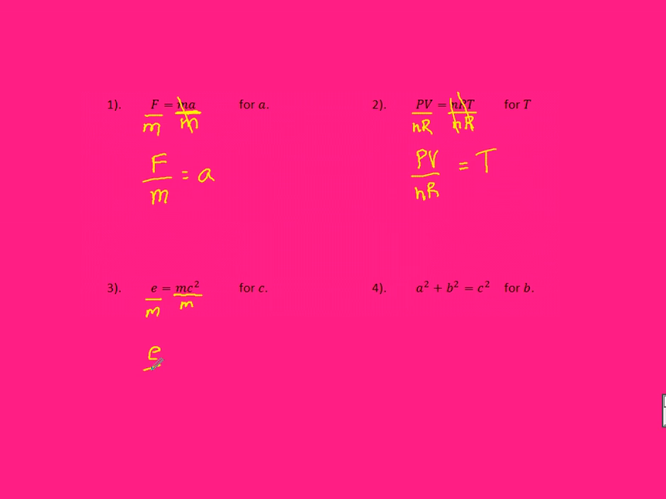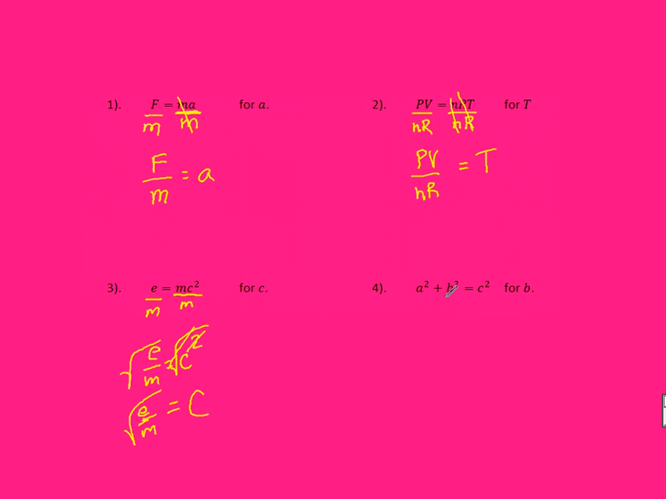So I'll have E over M is equal to C squared. Now I have the C squared by itself. To undo that, I need to do the square root of both sides. The square and square root cancel each other out, leaving me just C on the right-hand side, and then the square root of E over M is what's left on the left. So square root of E over M is my answer.